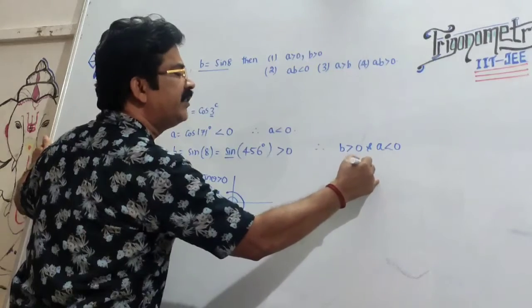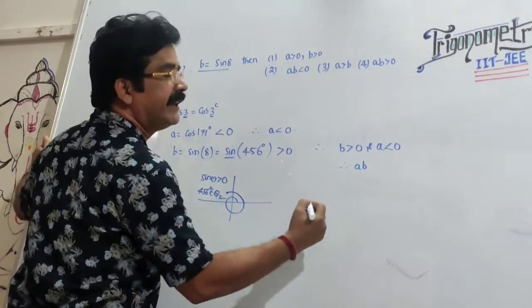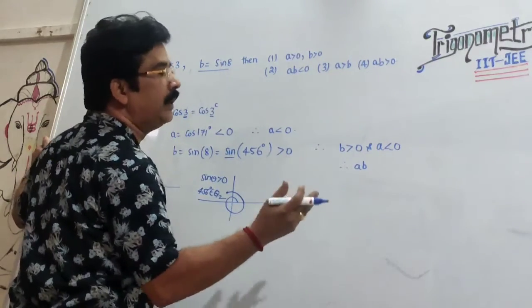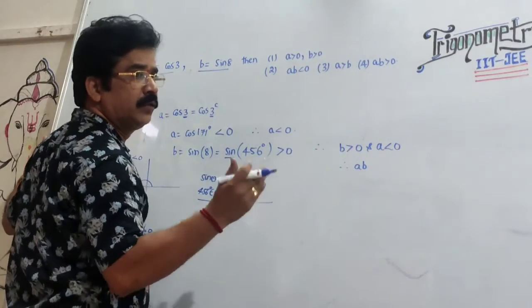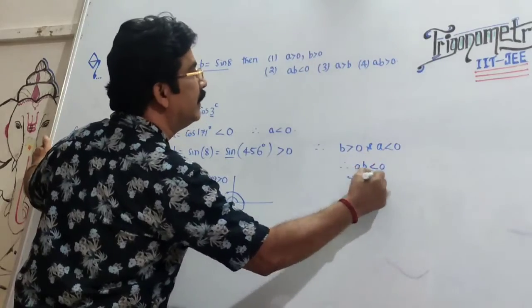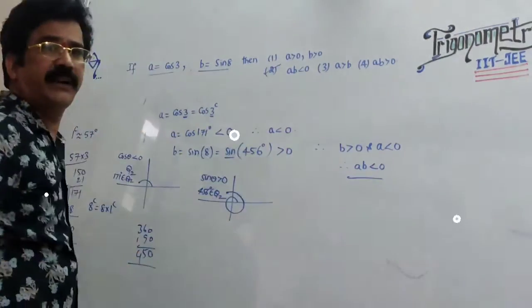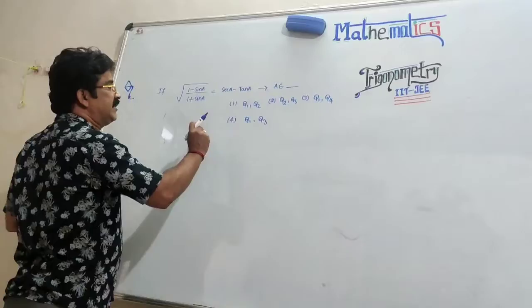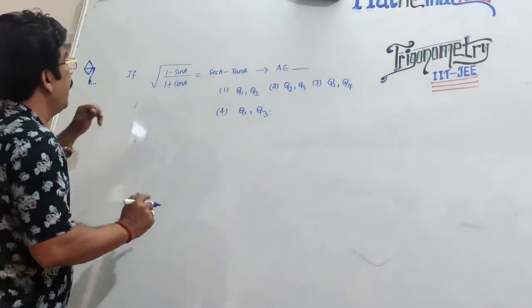Then what about its product? One positive number, one negative number. For example, positive 4 and negative number minus 5. So 4 into minus 5 is negative, minus 20. So definitely AB is negative, which means the second option is right. That's the problem. It is one important discussion in trigonometry.